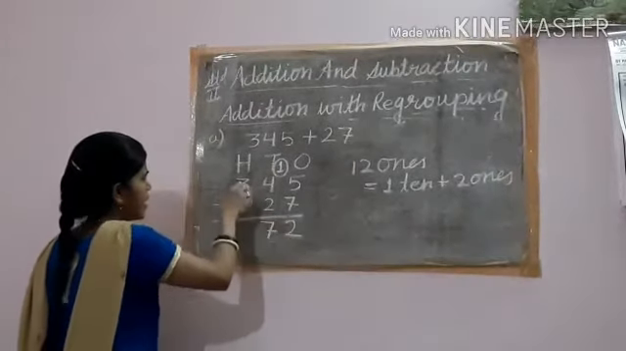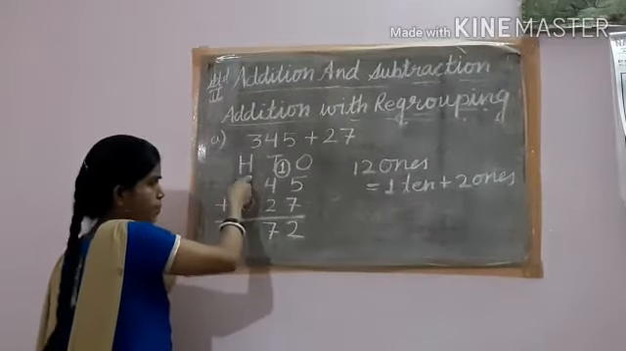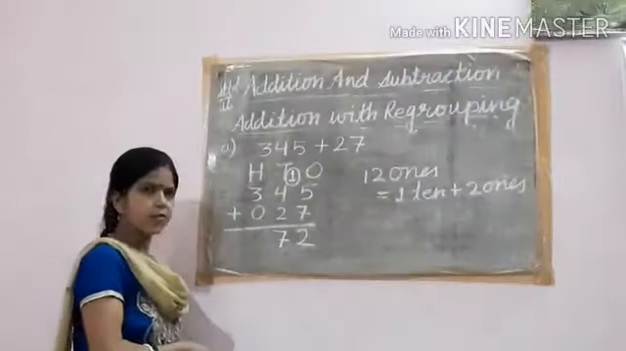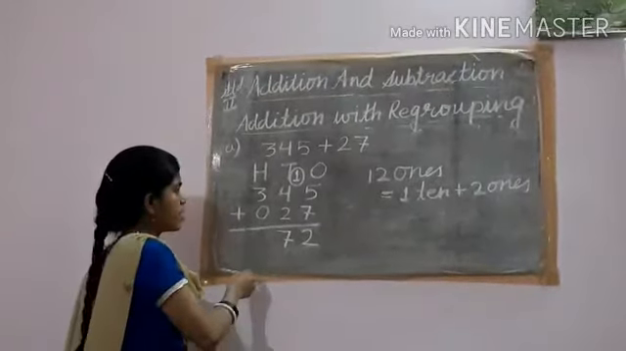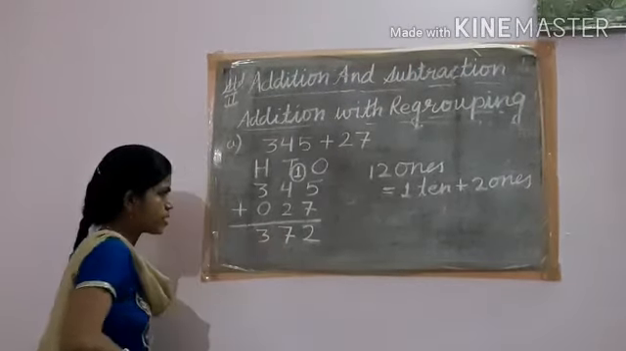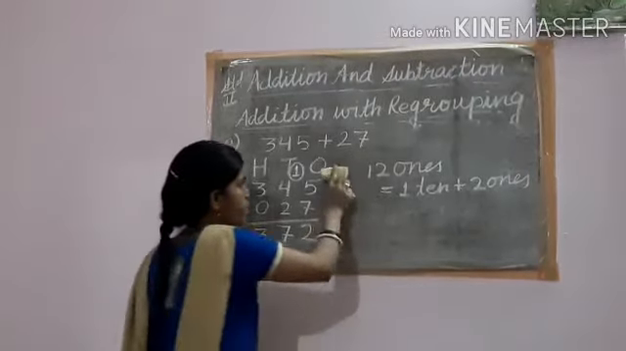Then come to the next place, the 100s place: 3 and below is 0. You know that when we add 0 to any number, the answer is the number itself. So 3 and 0, 3. So here the answer is 372.